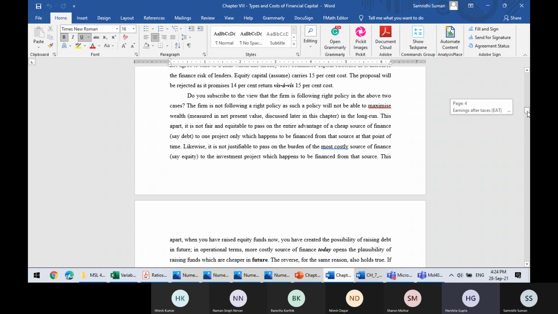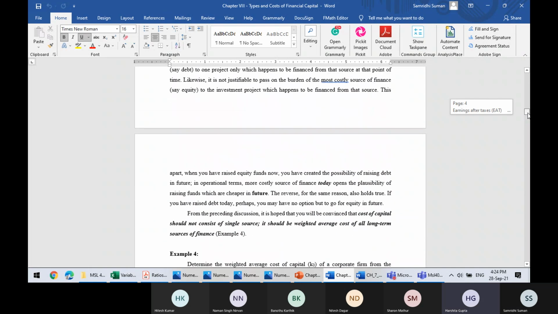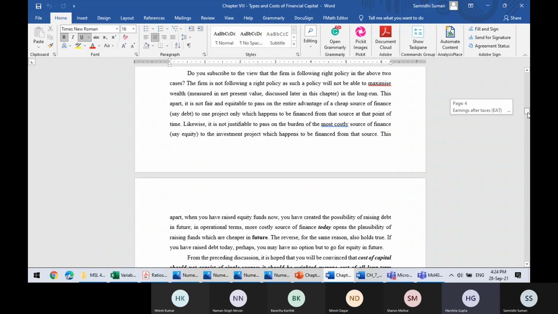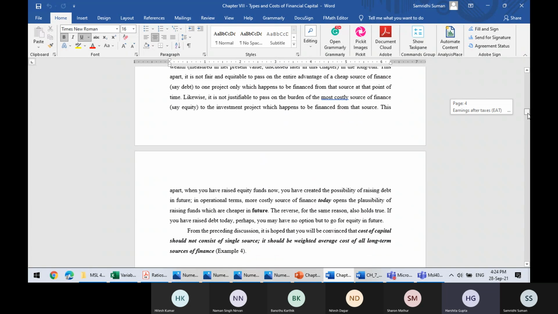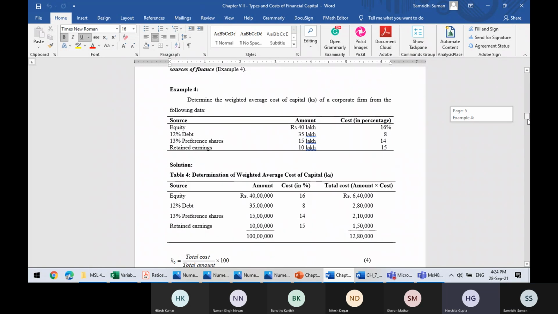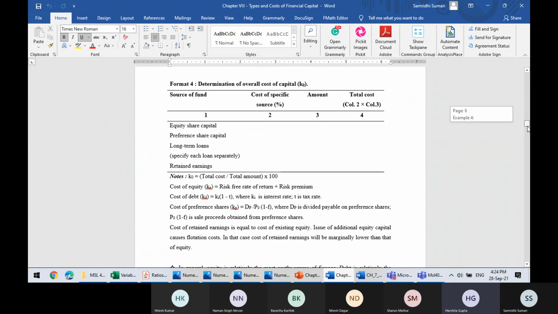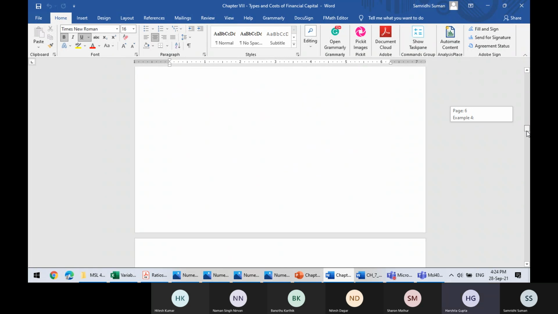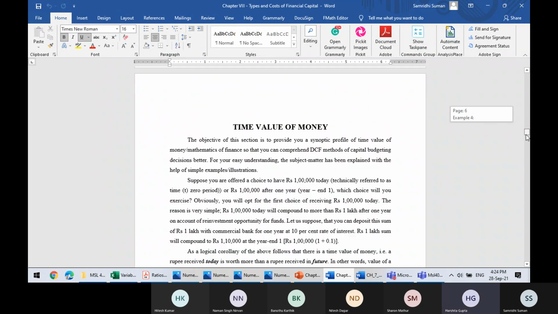Weighted average cost of capital: if we combine all of these four costs and take a weighted average of these, you'll get the weighted average cost of capital, which is the cost the company associates with all the projects. There are examples which you can try.